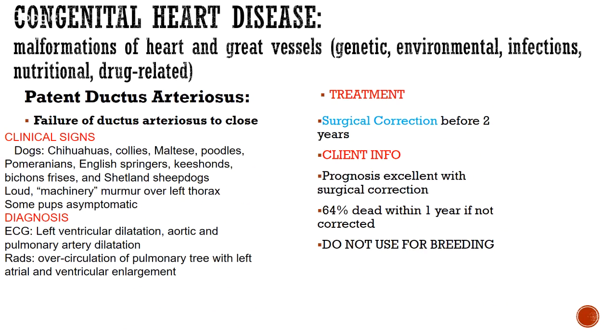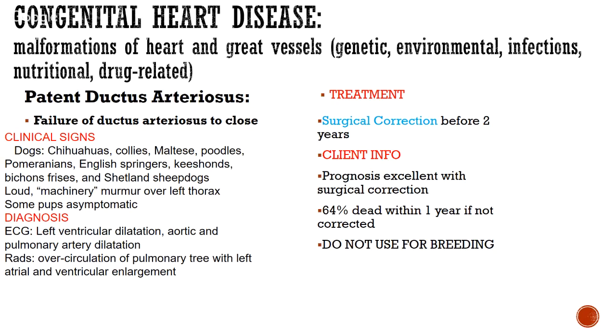Remember, they don't need to use their lungs while they're in the womb. So it goes from the pulmonic artery, which comes out of the right ventricle, and it is a bypass highway directly to the aorta that comes out of the left ventricle of the heart. So it bypasses the lung completely. Now, as the animals are born, that ductus arteriosus is supposed to close. If it doesn't, it's called patent, or it's still viable.